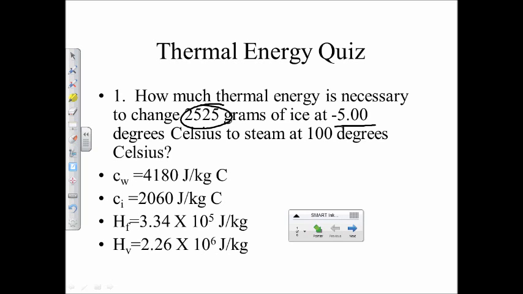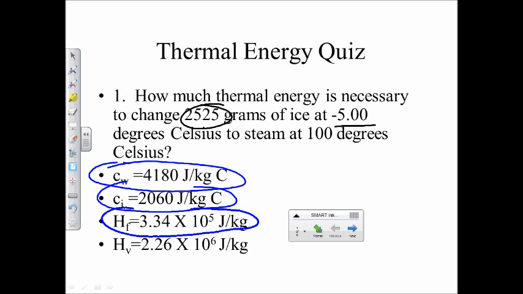First thing we need to know is specific heat of water. That's liquid water. That's the specific heat of ice. They're different. This right here is something we haven't really talked about before. It's called the heat of fusion. What do you think the heat of fusion is all about? How much heat it takes to do what to something? To melt it. It's the amount of heat it takes to melt it.